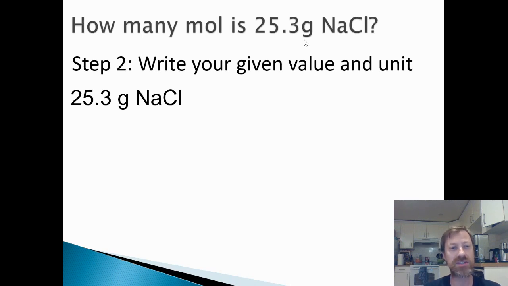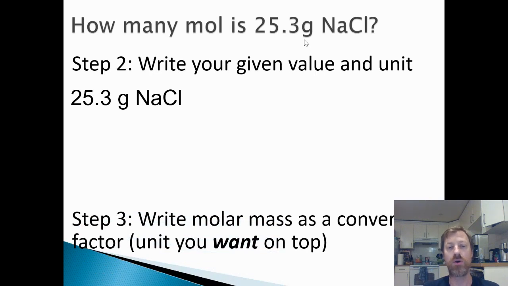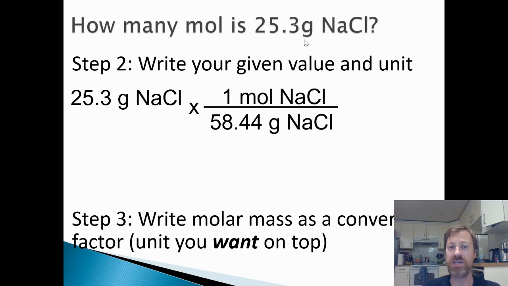Essentially, we want to have the same underlying idea, but we want moles. Remember, what you want goes on top, and what you need to cancel out goes on the bottom. So we need to cancel out the grams. Grams goes on the bottom. We want moles. Moles goes on top. So we're going to have 1 mole over 58.44 grams of NaCl.